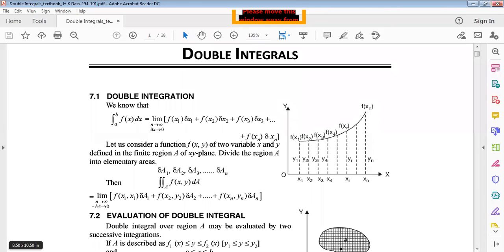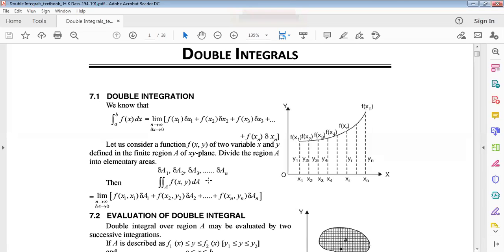This whole area can be written as the limit as n tends to infinity and del A tends to 0. If the increment of length is very small and n is large, then this whole area is f(x1,y1) del A1, this is y1, a printing mistake, plus f(x2,y2) del A2 plus and so on up to f(xn,yn) del An. This whole gives the double integration, that means the total area of the function f(x,y).